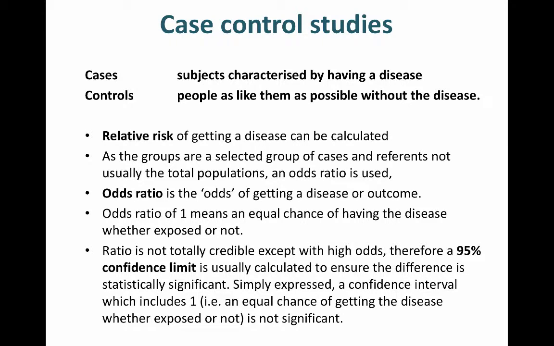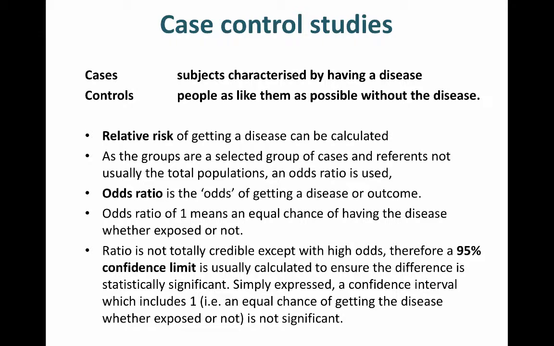So now we move on to case control studies. Now the most important thing with case control studies is the definition of cases and the definition of controls. So cases generally are subjects who are characterized by having a particular disease or some sort of condition, whereas controls are people who are as like them as possible but without the disease or the condition. So it's a stronger study design than the cross-sectional survey.